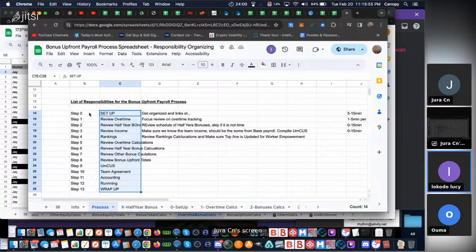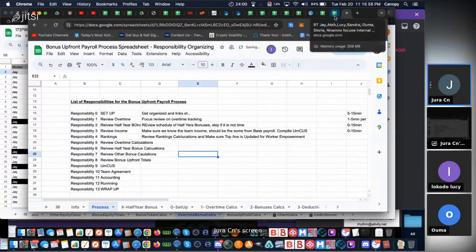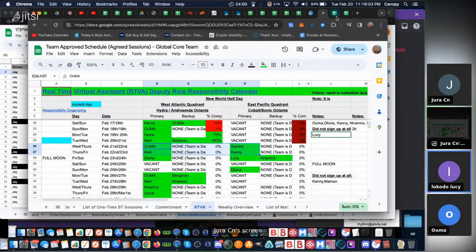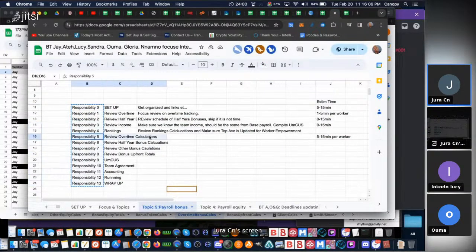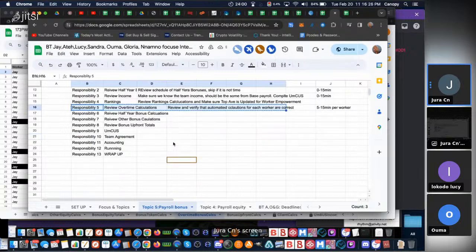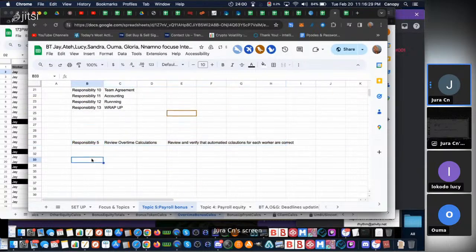Okay, 5. Yeah, so review. Responsibility 5 is the most important responsibility. This is where all the automated calculations happen, okay? So take responsibility 5. We're gonna review and verify that calculations for each worker are correct. These are the automated calculations for each worker. So the first part of responsibility 5, obviously, step 0, is going to be set up.